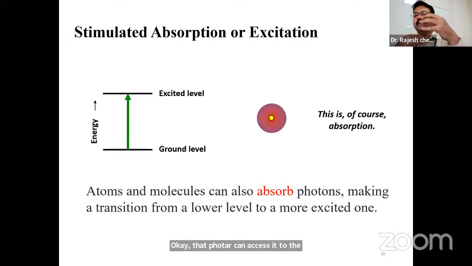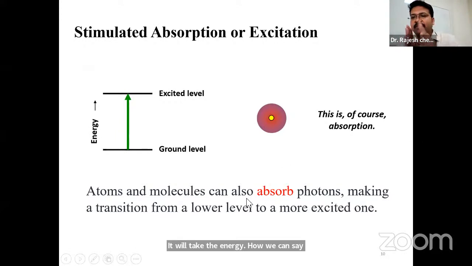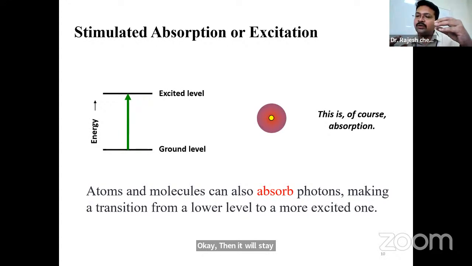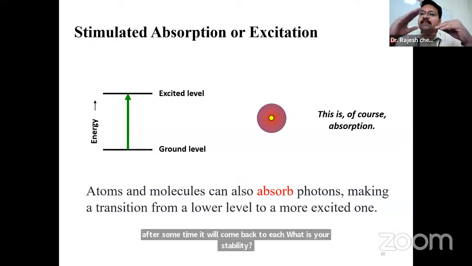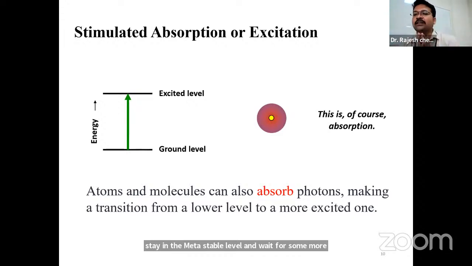The electron will take the energy, and with that energy we can go to the higher state. Here, what is taking the energy is the electron. The electron takes the photon energy, is removed from its bound level, and goes to the excited state. Then it will stay in the excited state. After some time, it will come back to its original state, which is called stimulated emission. Or sometimes it will stay in the metastable level, wait for some more time, and come back to its original state. So here, what are the things you have to remember?